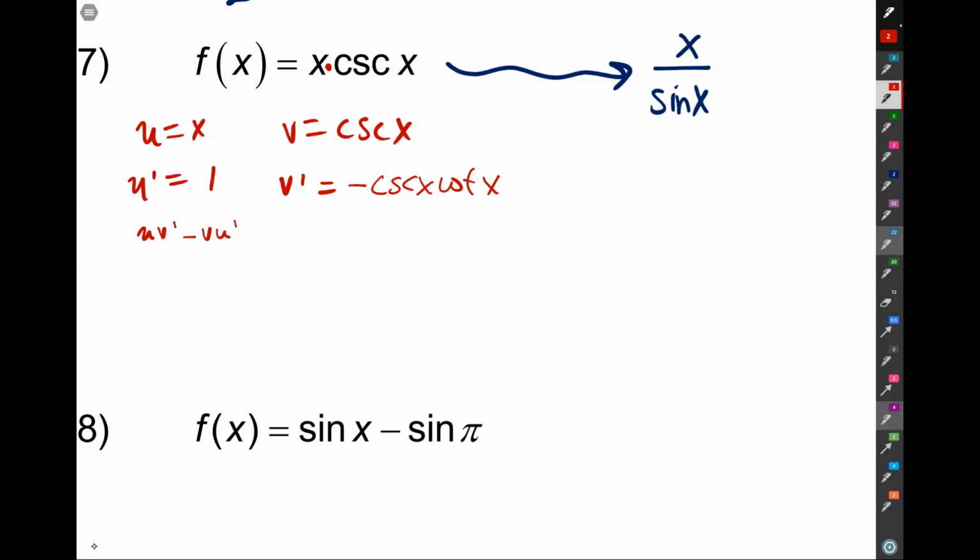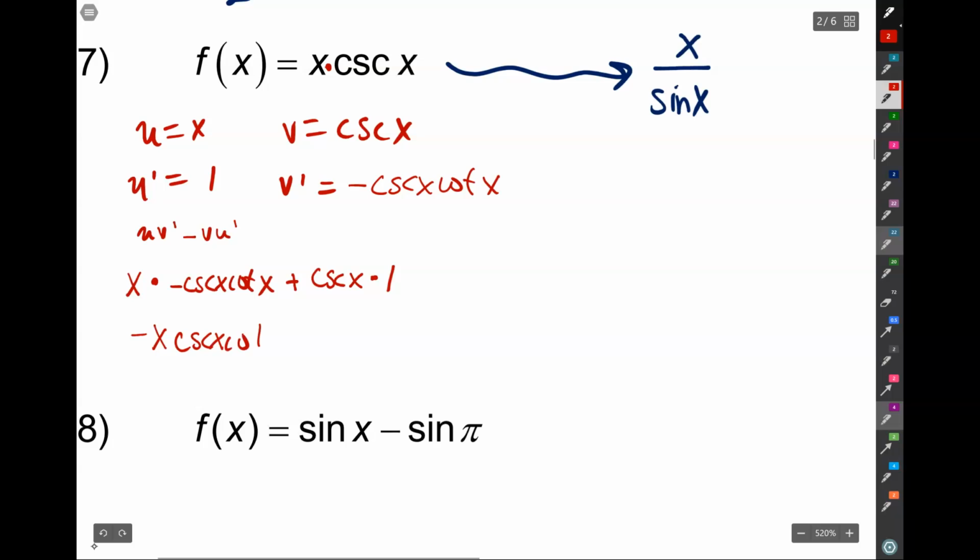Okay. So if you're multiplying one of the things by the other, like cosecant x times cotangent x, and then you have another cosecant added to the equation, then you can't add it. You just leave it as negative cosecant x cotangent x plus cosecant x. So I have negative x times negative cosecant x cotangent x plus cosecant x.